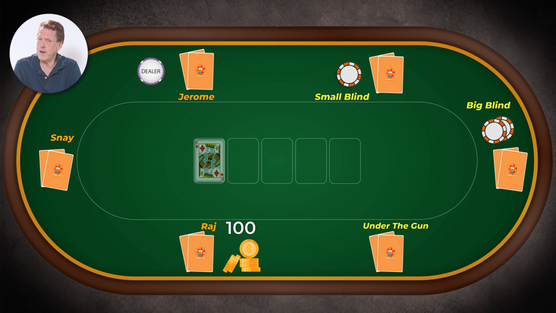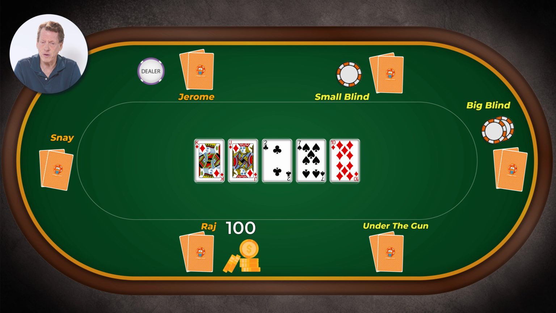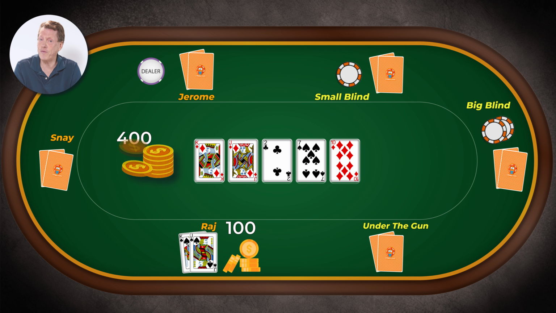The board is king of diamonds, jack of diamonds, deuce of clubs, 7 of spades, 10 of diamonds. Raj has king of spades, jack of spades, and has 2 pair that he hit on the flop. The pot is $400. He's been leading the betting with his top 2 pair, and his opponents have been calling. Raj checks the river, concerned that his opponents may have improved to a flush or a straight.